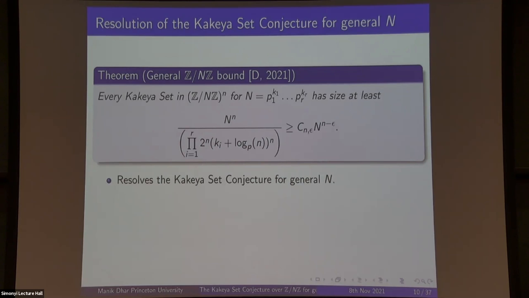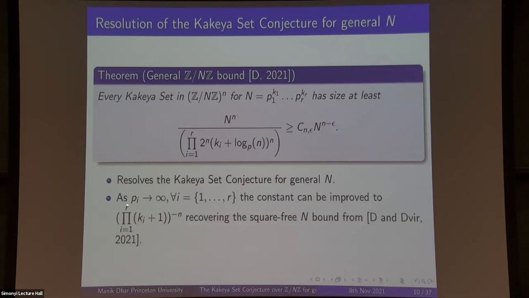And again, the observation is that the product of the k_i's is bounded by the number of divisors of capital N. So again, just using some number theory bounds about the number of divisors of capital N, you can get n epsilon style bounds. And as before, if you let all these prime factors grow, then you can improve the constants to (k_i + 1) raised to minus n. So get rid of this 2 and this log thing.